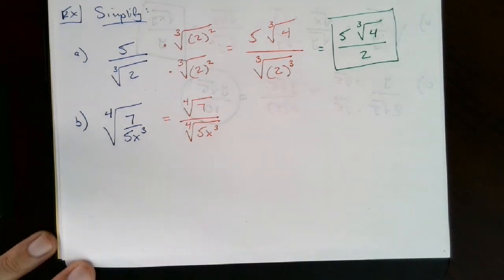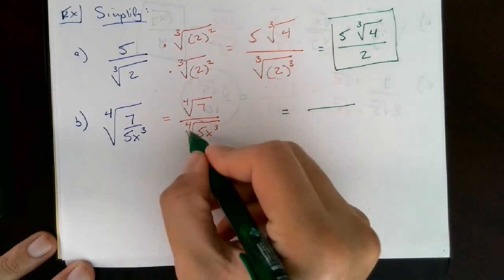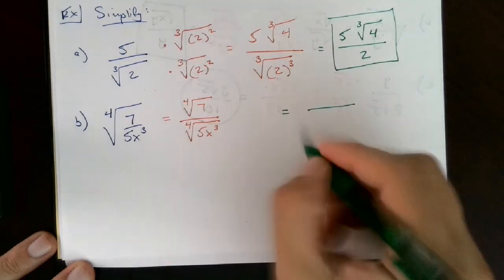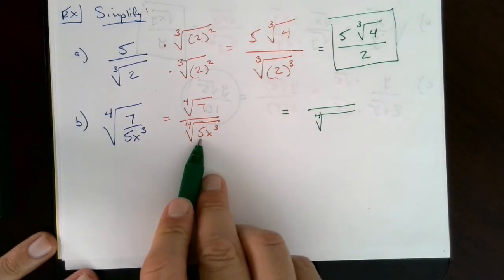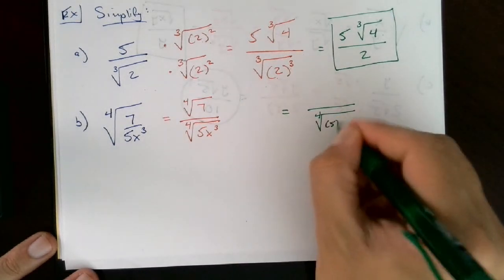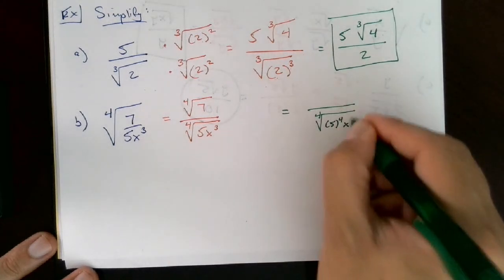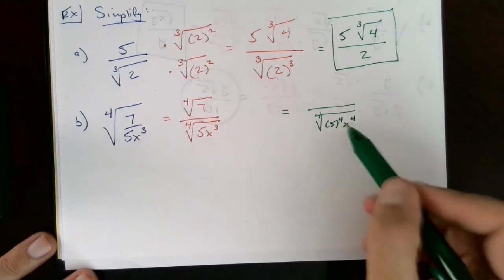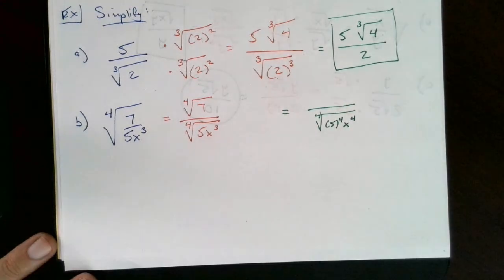To rationalize this, remember your goal. Your goal is to make this denominator a perfect fourth power because the index is 4. So we have the fourth root of, now I have 5 here. I want to make it look like 5 to the fourth power. And I have x to the third here, but I want to make it look like x to the fourth power. The goal is to do this, so then we'll divide by the index to get just the actual base.